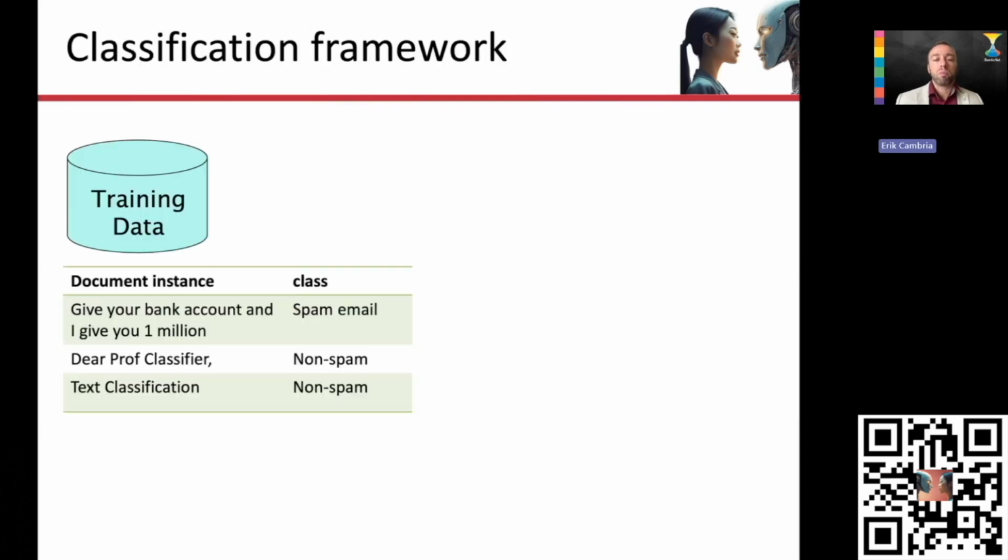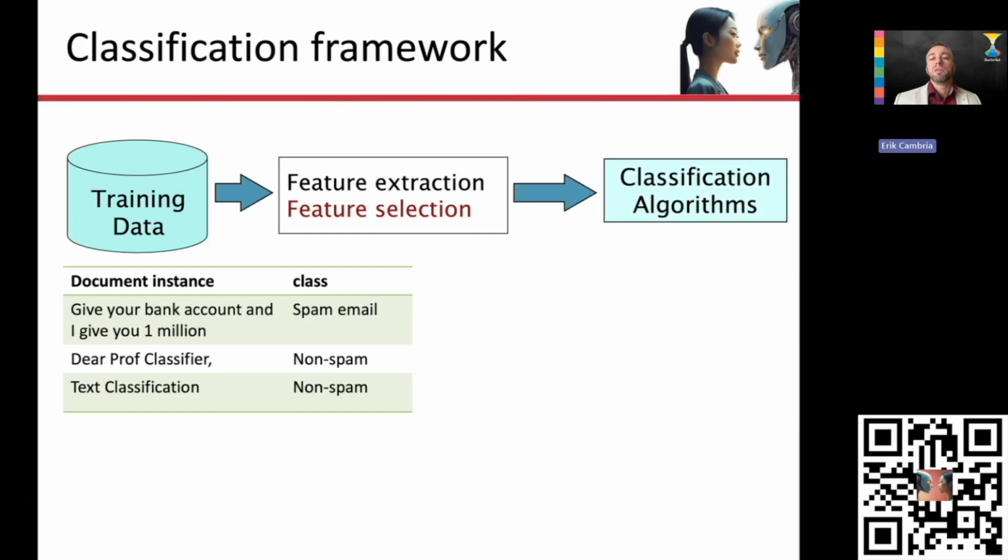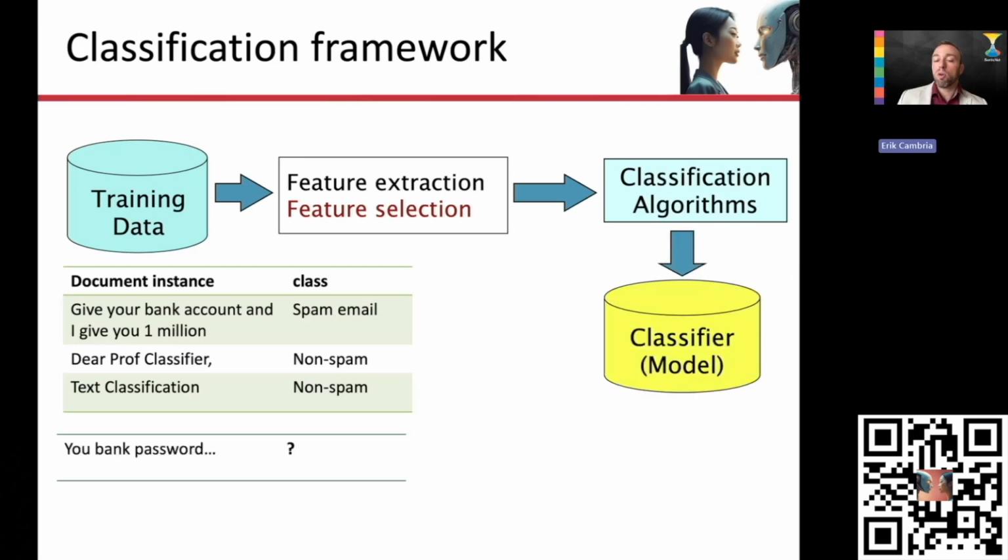But let's give a more practical example. Let's say that my classifier is about classifying emails as spam versus non-spam. So I'll have some training data that tells me which ones are the good emails and which ones are the bad ones. I will do some feature extraction again because I don't want to work directly on the document. I want to work on some representation, some model of the documents like we have done in lectures 1 and 2. Finally, I'll be using some classification algorithms to decide whether a new email is spam or not spam.